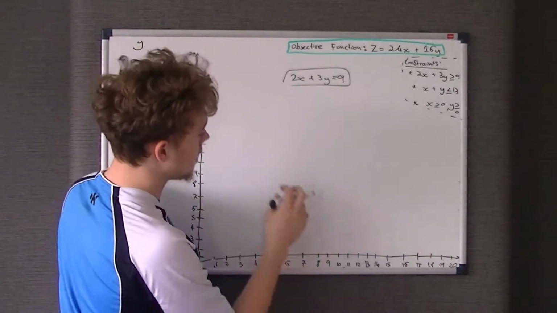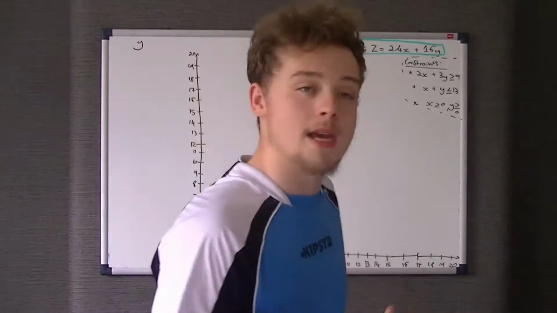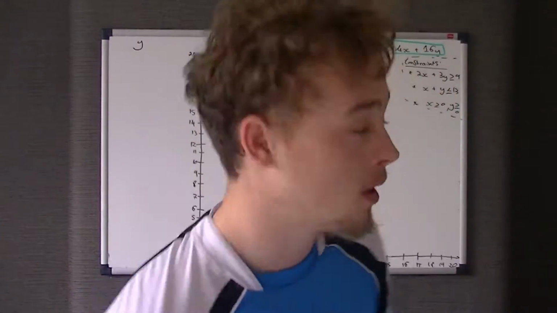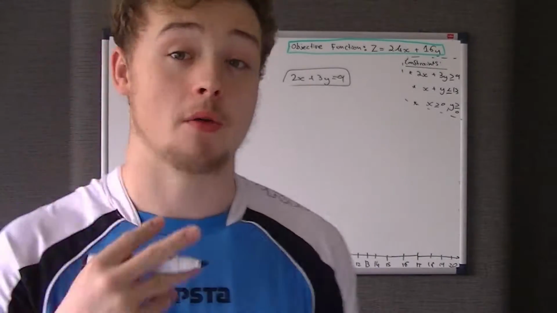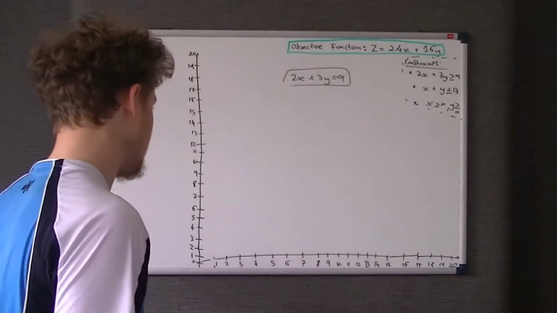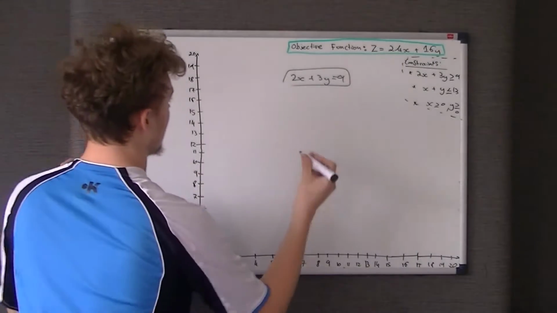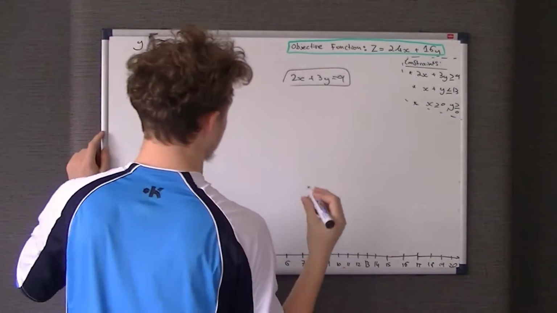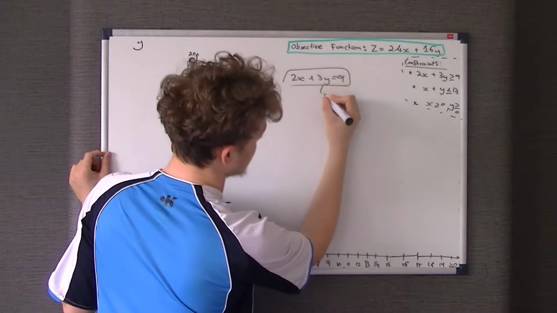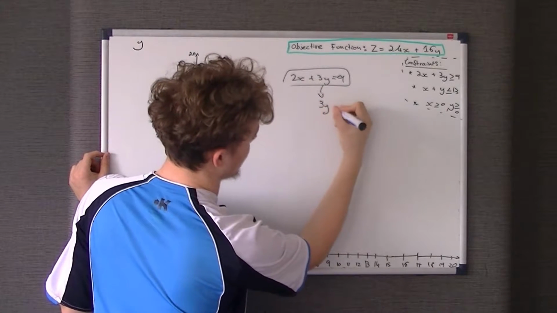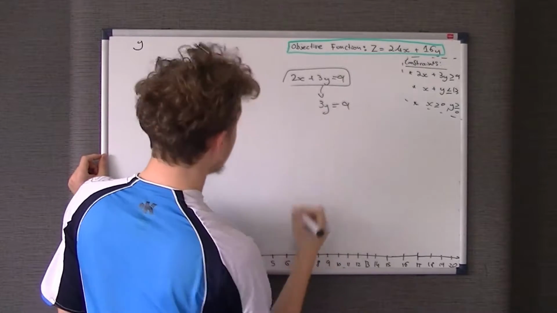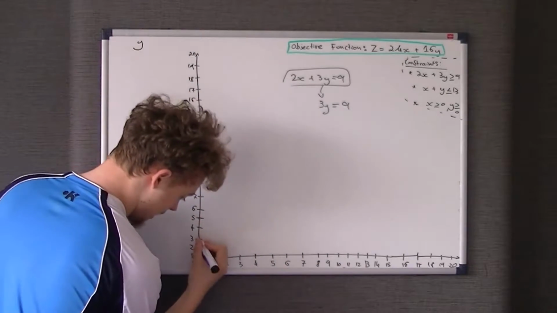Okay, so obviously you could simply just work out what y is when x is 2, 4, 6, 7, whatever. But the easier thing to do is just work out the intercepts. You simply say, well, it crosses the y-axis when x is 0 and crosses the x-axis when y is 0. So let's look at the y-axis first. When it crosses the y-axis, x is equal to 0. So therefore, 2 times 0 plus 3y is equal to 9. So 3y is equal to 9. So y is equal to 3.